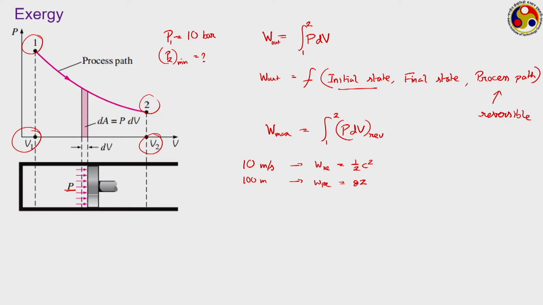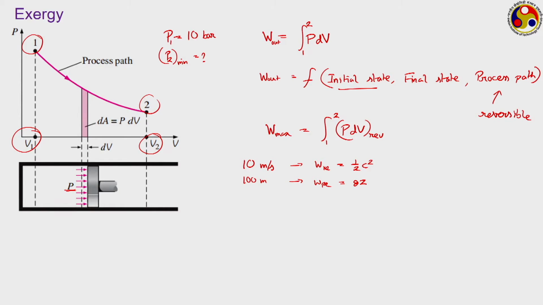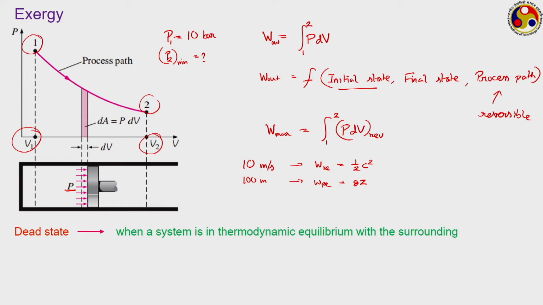Therefore, as long as the system is not in perfect equilibrium with the surrounding, we can find newer ways of producing work output from the system, and we can get the maximum possible work output only when the system reaches perfect equilibrium with the surrounding, and that state we refer to as the dead state. Dead state refers to the state when a system is in perfect equilibrium with the surrounding.